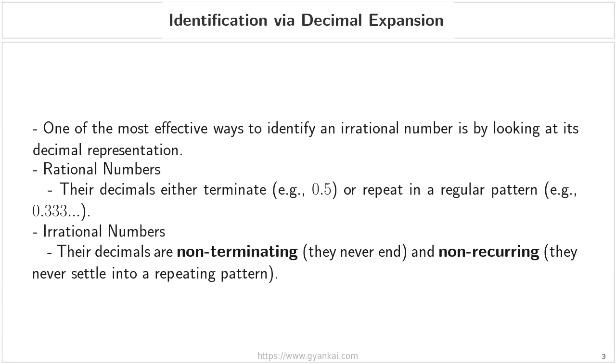But there is a second crucial part: they are also non-recurring. This means they never settle into a repeating cycle or a fixed block of digits. So, as we move into the next slide, I want you to keep this distinction in mind. It's not just about the decimal being long, it's about the lack of a repeating pattern.